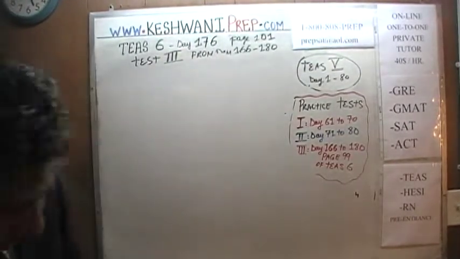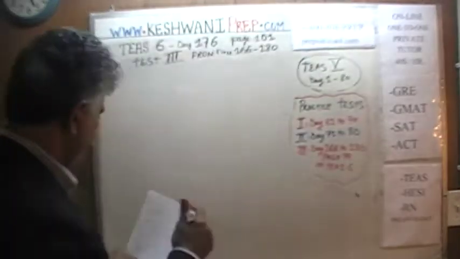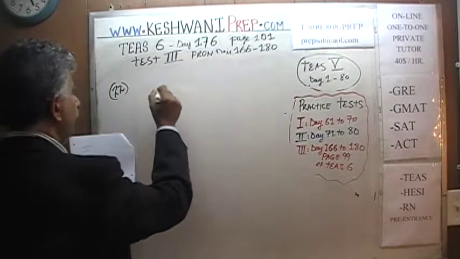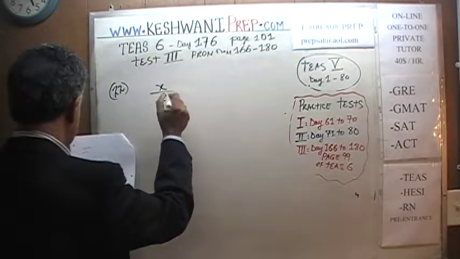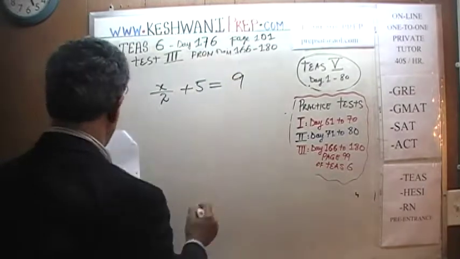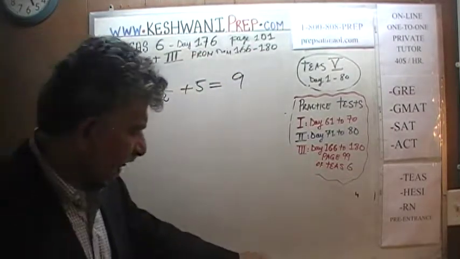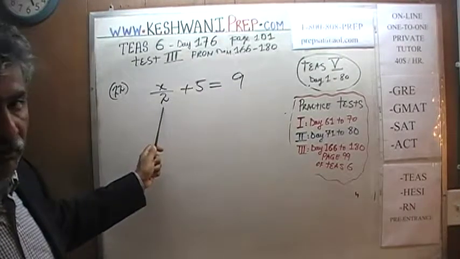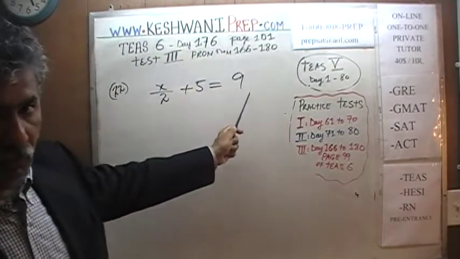Number 22 is another very simple equation. We are told that x divided by 2 plus 5 is equal to 9. But we want to get rid of this 5 from this side, because remember, we want to keep the unknown quantities on the left-hand side and all the known quantities on the right-hand side.